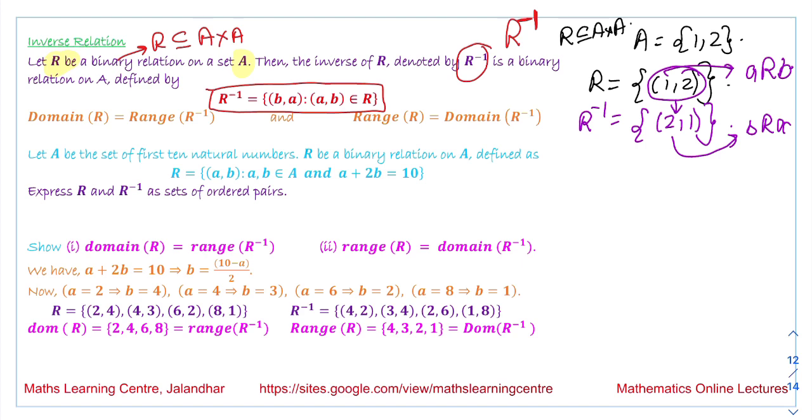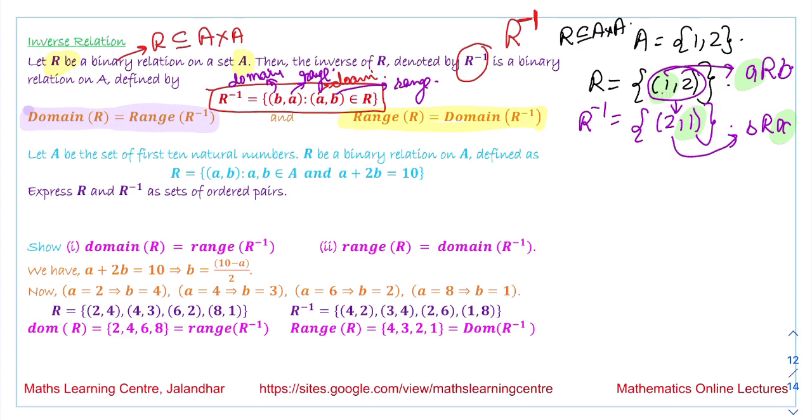So here, A is related to B, so this 1 comes over here. Basically, the domain of this relation, this A, becomes the range of the second relation, and this B, the range of this relation, becomes the domain of the inverse relation. This is mentioned here: the domain of R is equal to the range of R inverse, and the range of R is equal to the domain of R inverse.